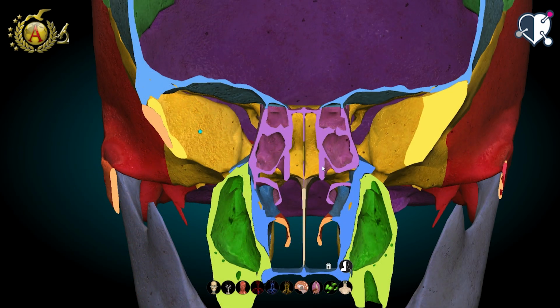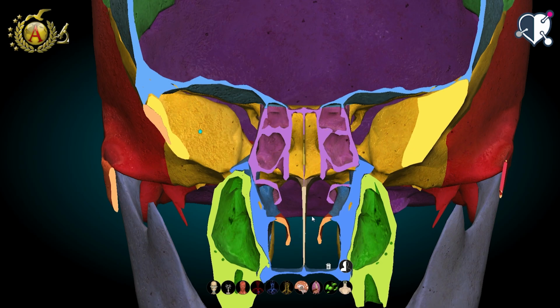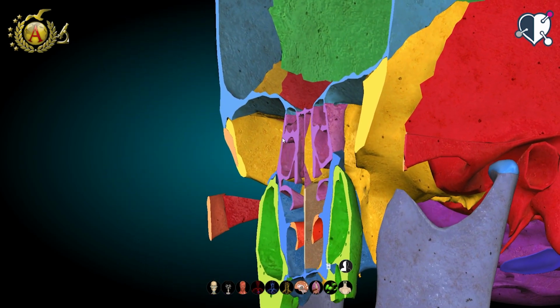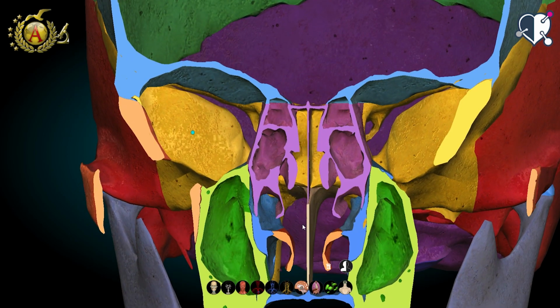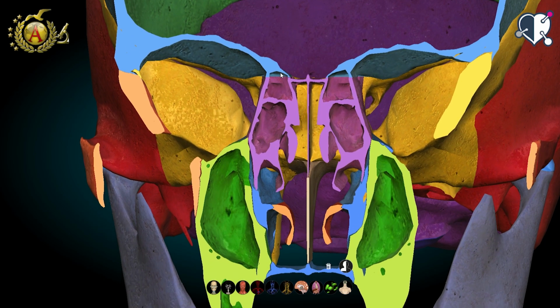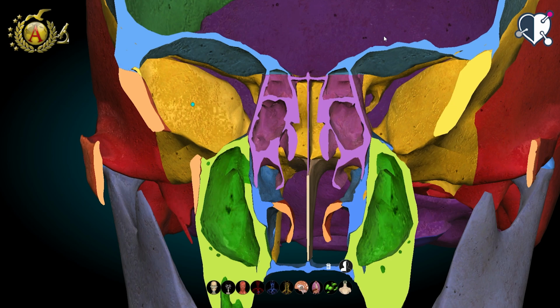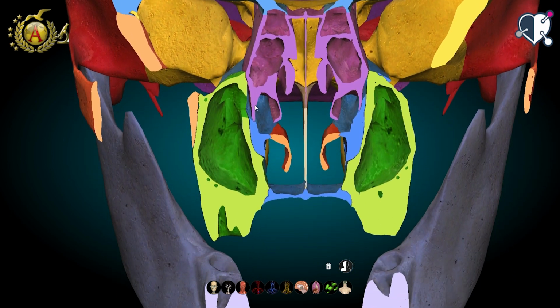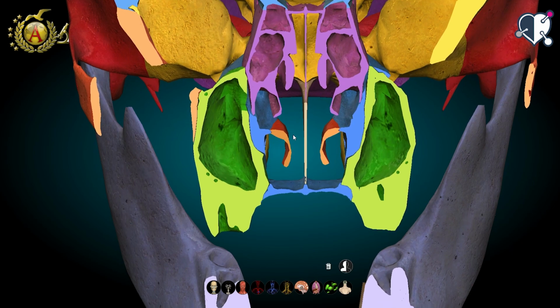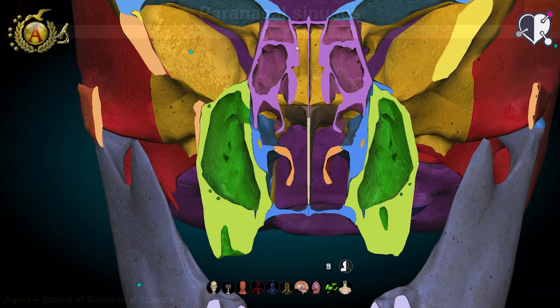The ethmoidal cells are a series of small cavities dug in the lateral masses of the ethmoid. They're separated thanks to very thin bone fragments. Some of them are in the ethmoid, while others are located on the bones in close proximity, like the frontal bone. They mostly open in the middle nasal meatus. Some others, however, open in the upper meatus.